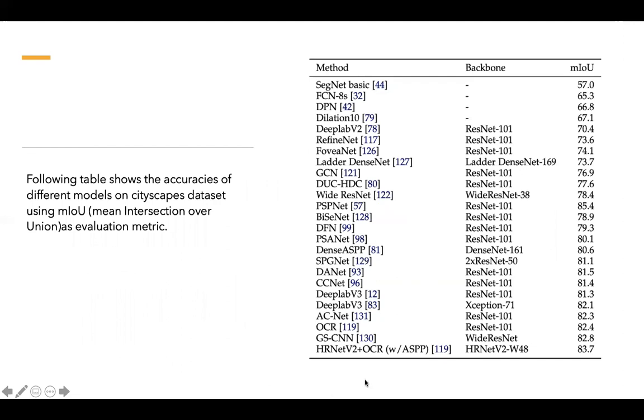Finally, here we have a table which shows various models and their accuracies in terms of the mIoU evaluation metric on the Cityscapes dataset. So as you can see, DeepLab version 3, which has the backbone of Xception 71, achieves an accuracy of 82.1, whereas the HRNet version 2 plus OCR received the highest accuracy of 83.7.